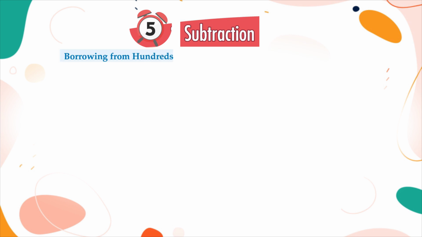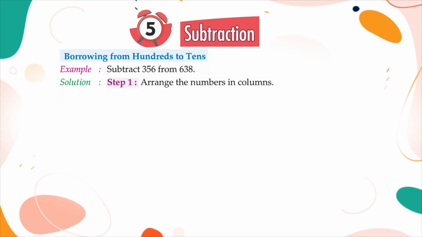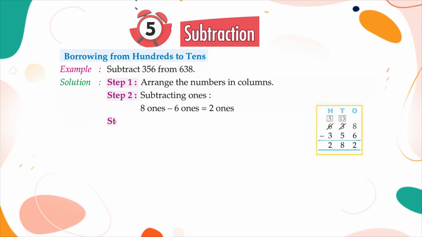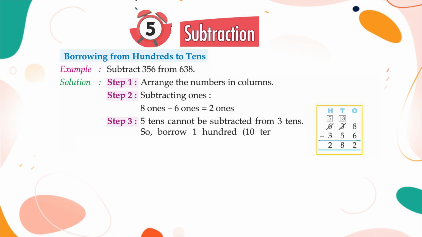Borrowing from hundreds to tens. Example, subtract 356 from 638. Step 1. Arrange the numbers in columns. Step 2. Subtracting ones. 8 ones minus 6 ones is equal to 2 ones. Step 3. 5 tens cannot be subtracted from 3 tens. So, borrow 100 from hundreds place to tens place. Thus, 10 tens plus 3 tens is equal to 13 tens.